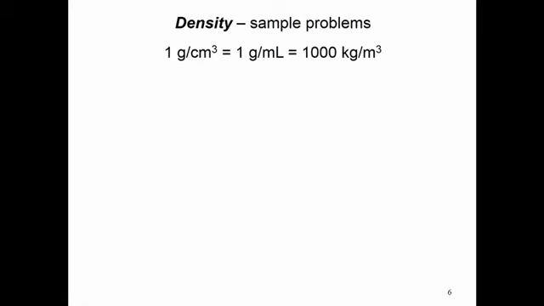Okay, I want to look at a couple of example problems. First of all, just a couple definitions here. So this, again, is the density of water. We can write this in terms of cubic centimeters or in terms of milliliters. So remember, cubic centimeters and milliliters essentially mean the same thing. If we were looking at a larger substance, where kilograms or cubic meters would be more appropriate, this is what that would be. So 1,000 kilograms per cubic meter.